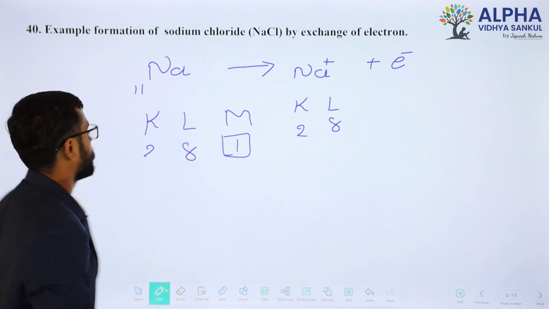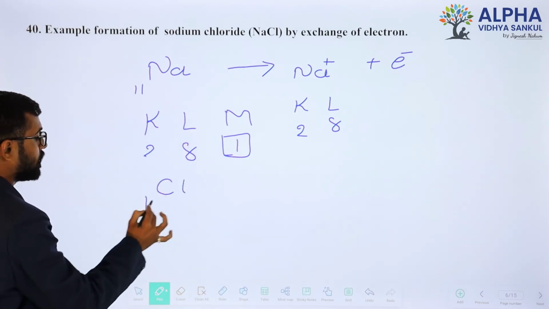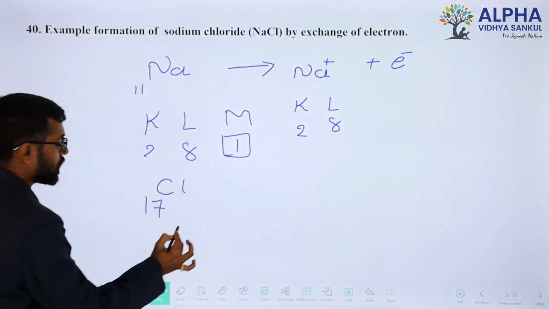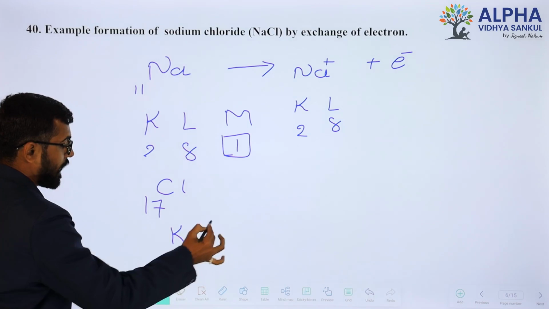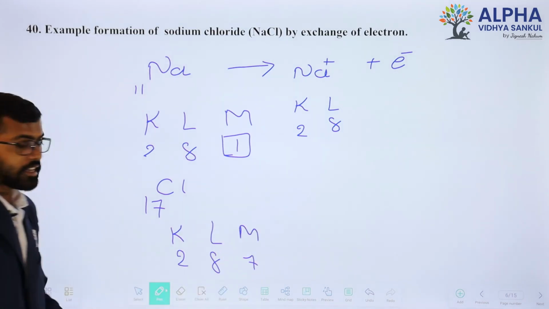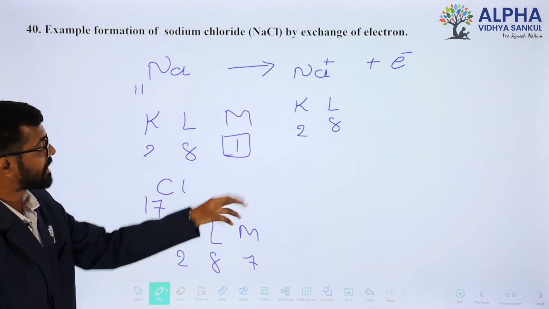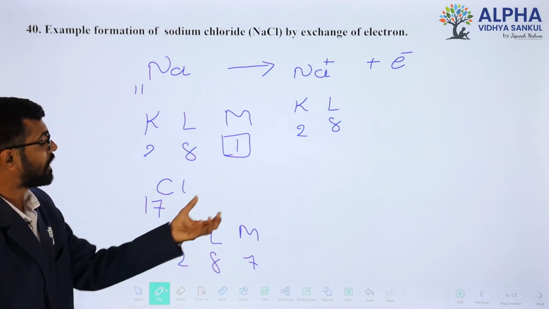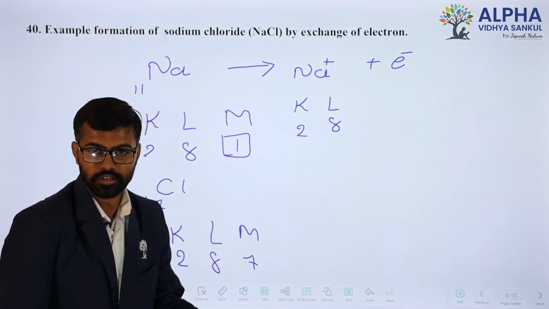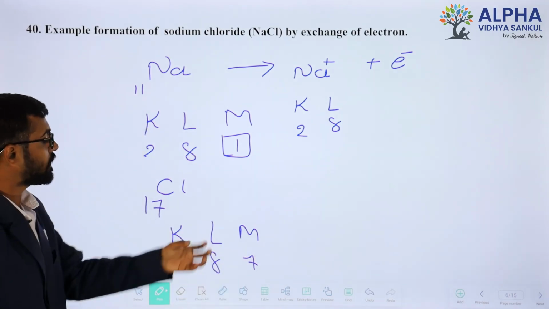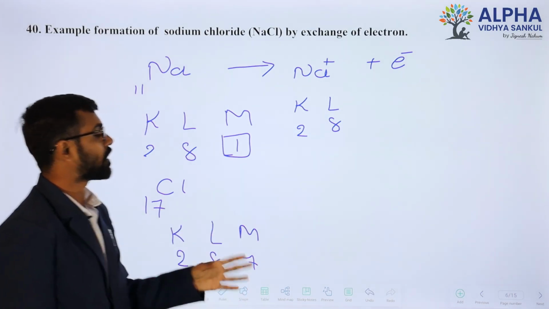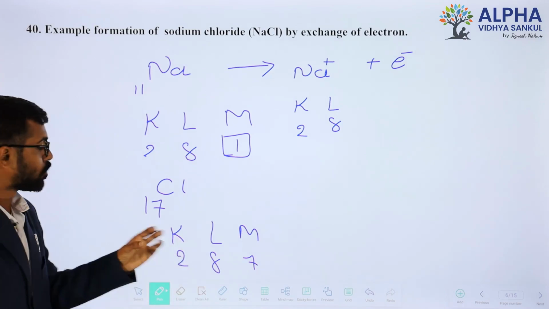Then, chlorine has the atomic number 17. The electronic configuration of chlorine is first K shell 2, L shell 8, M shell 7. Here 7 electrons are present in the outer valence shell M. So the chlorine can donate the 7 electrons, or chlorine can gain 1 electron to acquire the electronic configuration of the nearest noble gas.